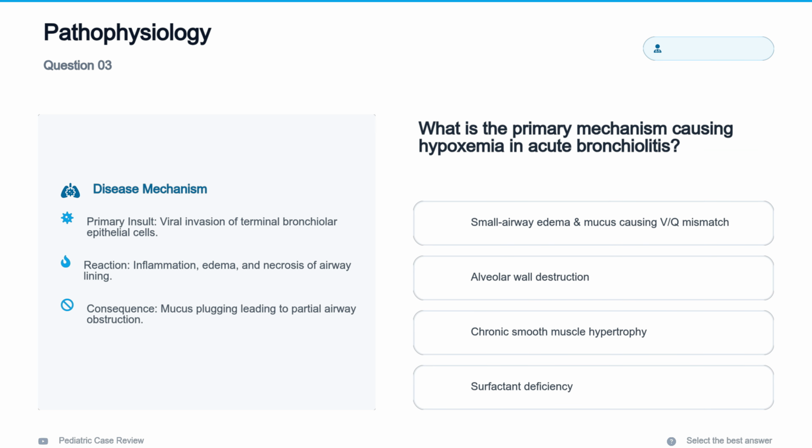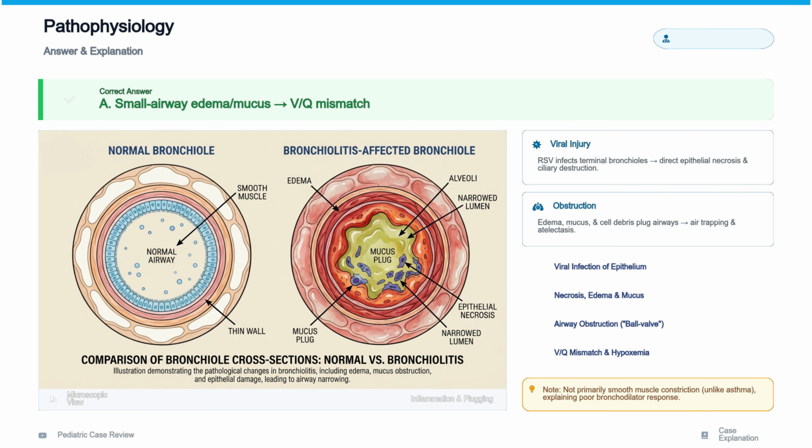Question 3. Why does hypoxemia occur in bronchiolitis? Option A, small airway edema and mucus leading to ventilation perfusion mismatch and air trapping. Option B, alveolar wall destruction. Option C, chronic smooth muscle hypertrophy. Option D, surfactant deficiency. The correct answer is A, small airway edema and mucus causing ventilation perfusion mismatch.